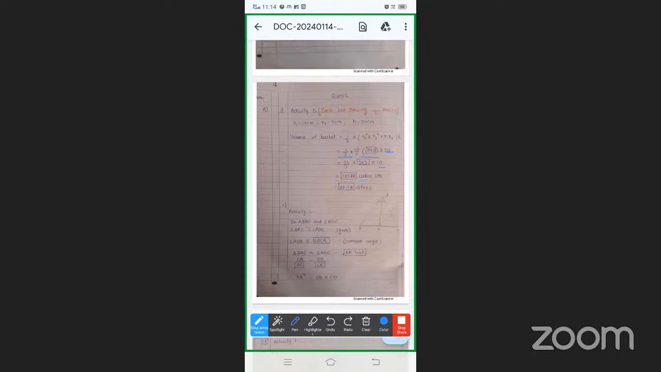So we have to focus on the second activity. In the figure, in triangle ABC, point D on side BC is such that angle BAC is equal to angle ADC. Complete the following activity to prove that CA square is equal to CB into CD. What will we write here? CA square is equal to CB into CD. So start with the activity. What is the activity? Focus here.